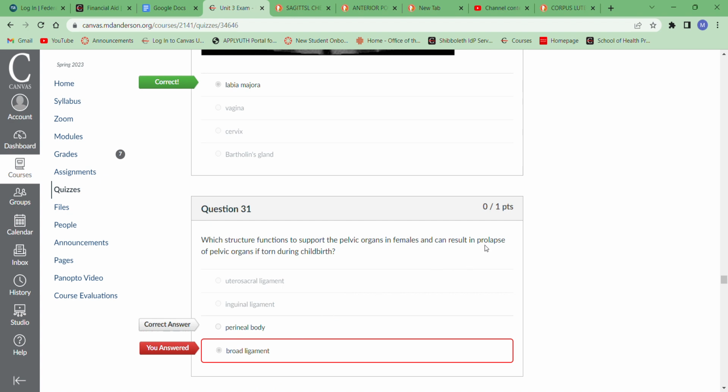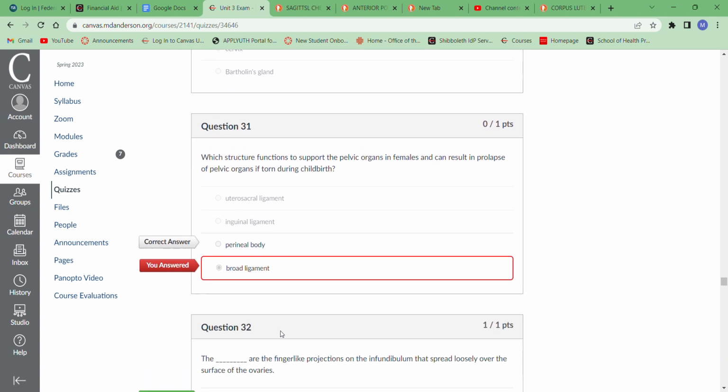Those also both start with a P. Prolapse, perineal. Honestly, I didn't memorize what a perineal body is. I don't remember going over that.